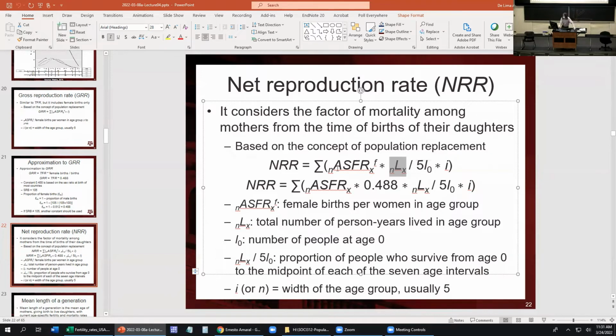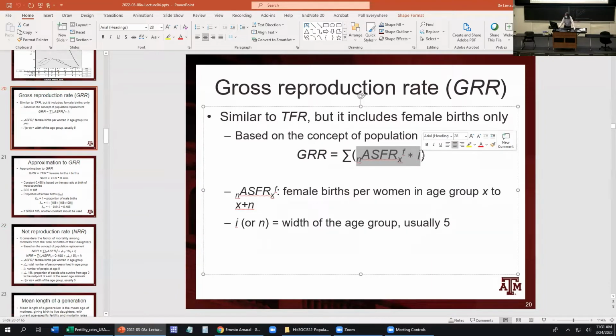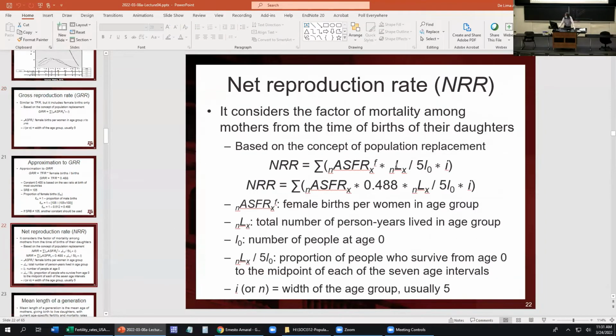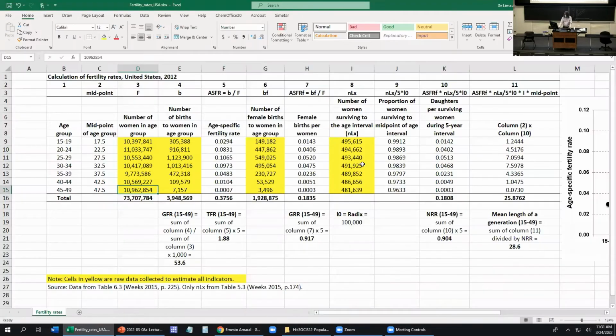The ASFR is also still only for daughters. We also have here the width of the interval. The only difference in the formula from the GRR to the NRR is that here we just had the age-specific fertility rates for daughters and the width, and here we add mortality. Okay? So let's do it.